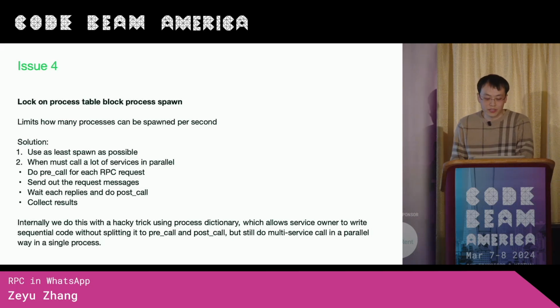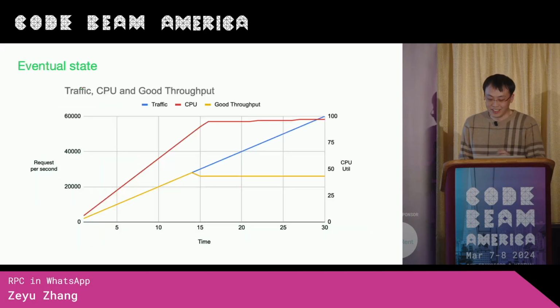But our service owners don't like to write async code. So internally, we do this with a hacky trick using the process dictionary, which allows service owners to write sequential code without splitting anything into pre-calls and post-calls, but still make multiple service calls in parallel within a single process. I don't suggest this as a general solution, so we'll skip the details, but if anyone wants to know, you can reach out to me offline. It's a crazy trick.